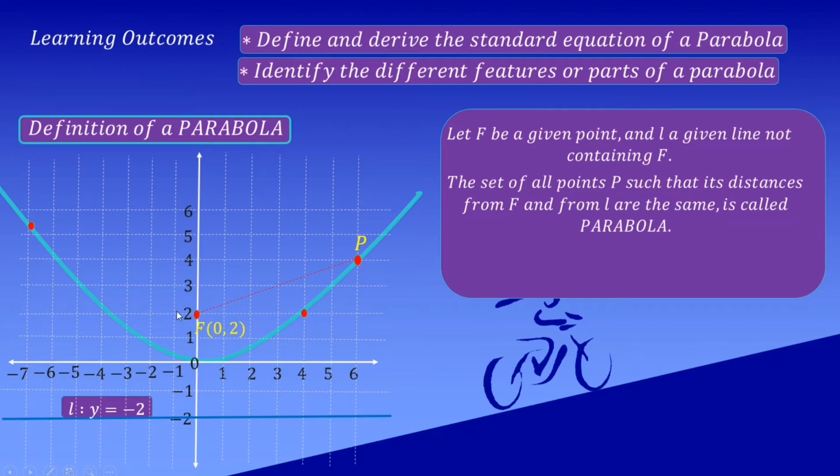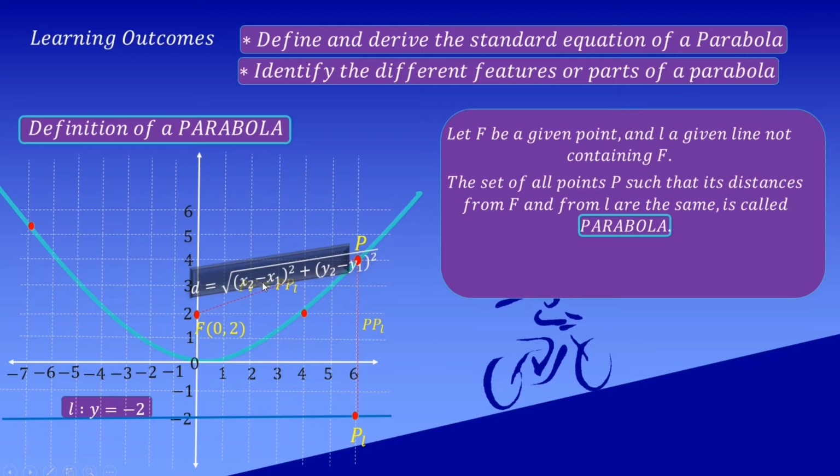So let's consider the point P here to find the distance between the two points P and F, that is PF. And the distance between P and the point on the line, that is P sub L. So the distance here between P and P sub L, ang sukat nito is pareha din sa PF. So they are equal, so it makes a parabola. Both sides are equal. To find the distance between the two points, you can use the distance formula.